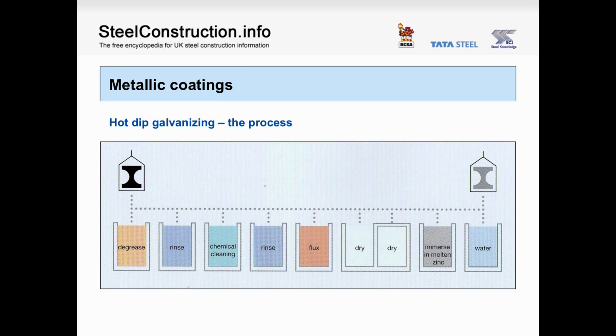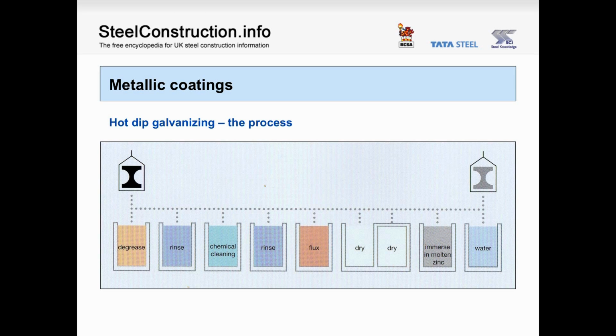Hot dip galvanizing is a process that involves immersing the steel component to be coated in a bath of molten zinc. The immersed surfaces are uniformly coated with zinc alloy and zinc layers. The resulting coating is durable, tough, abrasion resistant and provides cathodic protection to small damaged areas where the steel substrate is exposed. As shown here, the process is essentially a multi-stage operation.